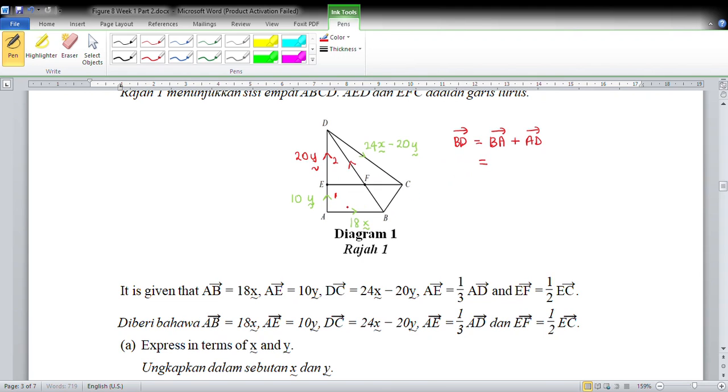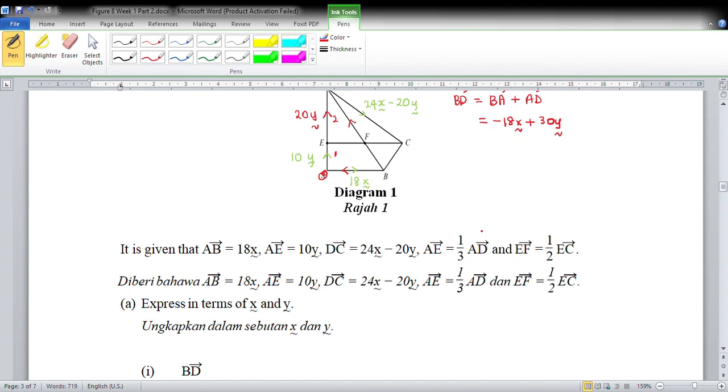Okay, so BA. A to B is 18x. So B to A, you're going the other direction. You can see opposite direction, so it's negative 18x, right? Plus A to D, from here, A to D. Okay, so 10y and 20y here, so the total is 30y. So that's it. That's your answer for part A, part 1.